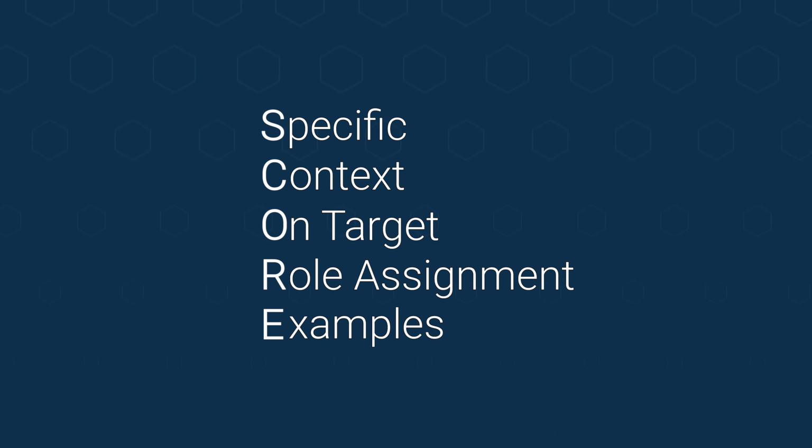First, let's look at specific. We need to define the task. Then C, context. We provide background information to the model. Next is on target. Clearly state the goal. Fourth is role assignment versus refine. We want to provide the AI in specific tasks with a role. Lastly, we want to use examples.